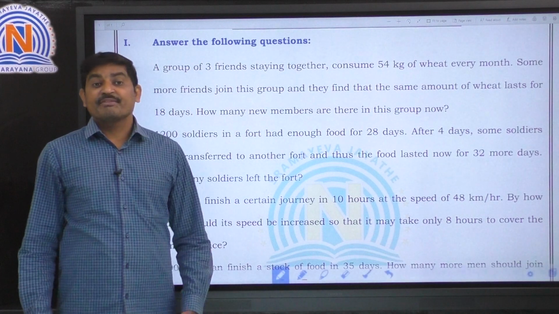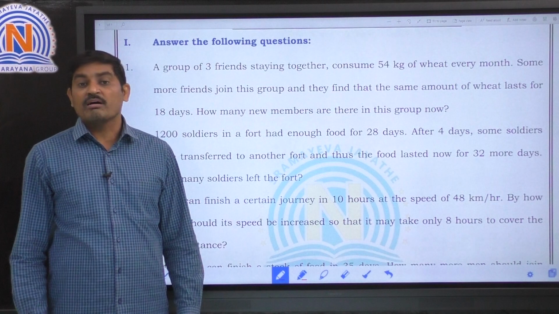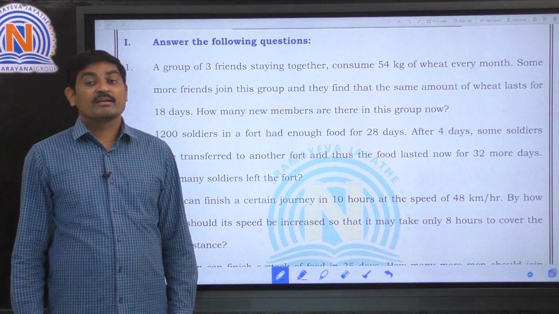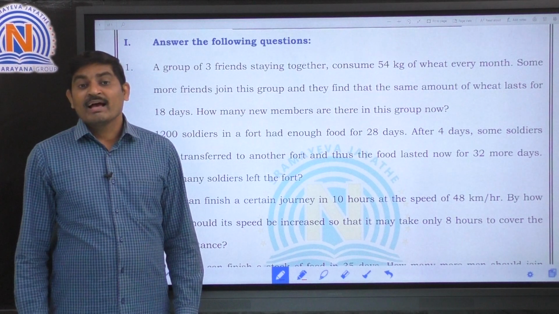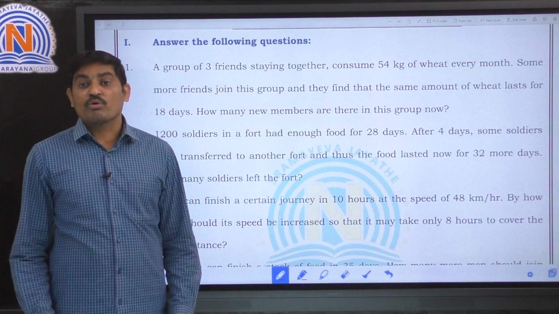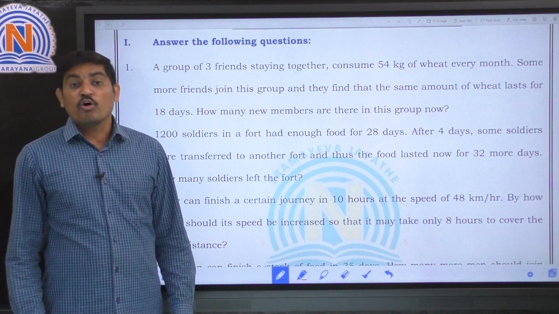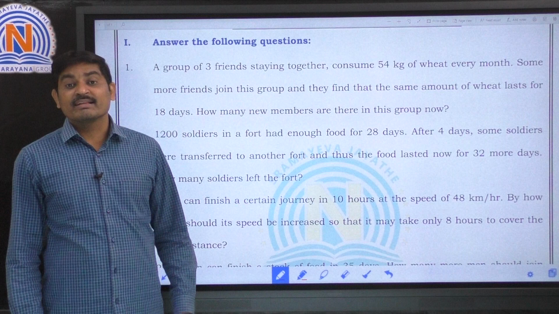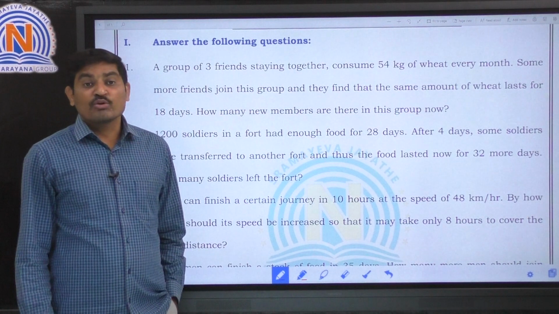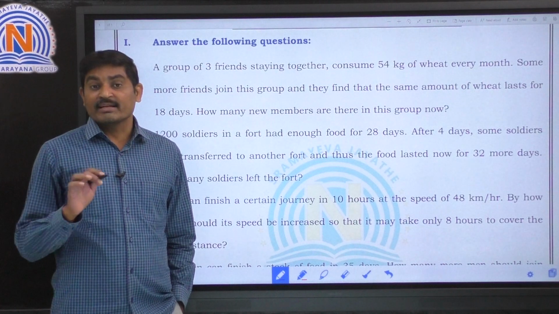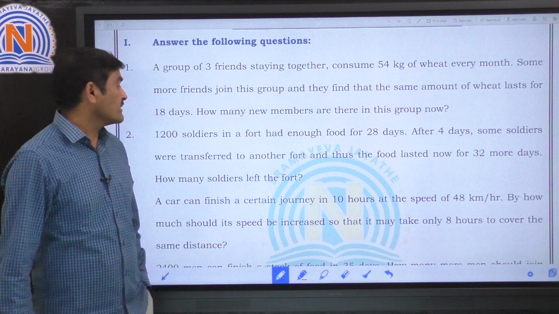A group of three friends staying together consume 54 kilograms of wheat every month. Some more friends join this group and they find the same amount of wheat lasts for 18 days. How many new members were in this group? Okay, see, a group of three friends staying together consuming 54 kilograms of wheat every month.